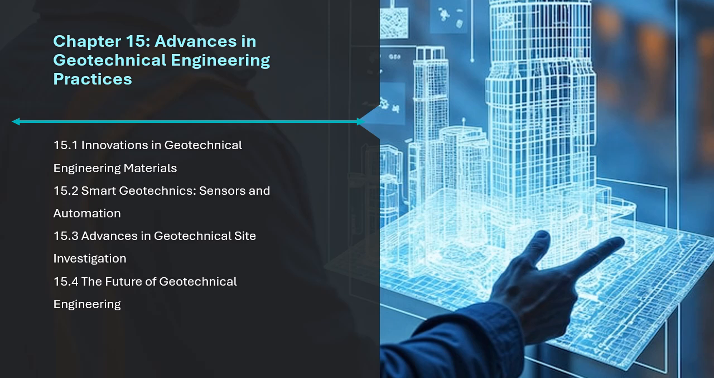Electrical resistivity tomography, ERT. Electrical resistivity tomography, ERT, measures the electrical resistivity of the ground by sending an electric current through the soil and measuring the voltage response. This technique helps map subsurface structures, such as faults, voids, or water-saturated layers.